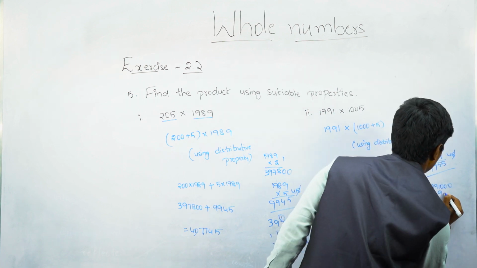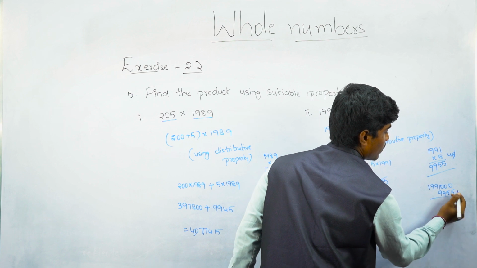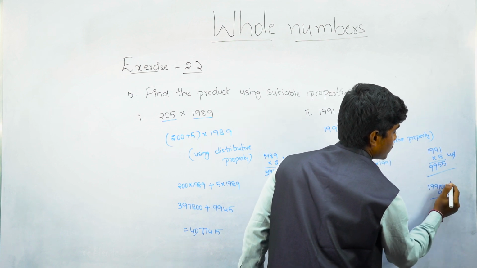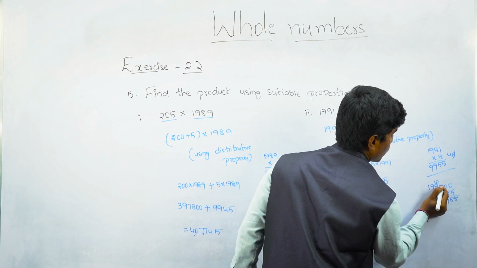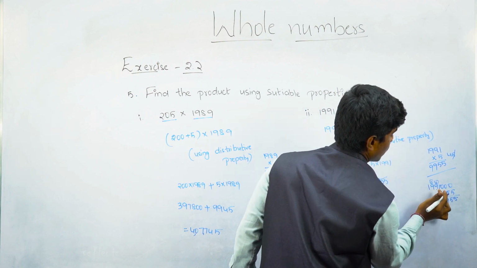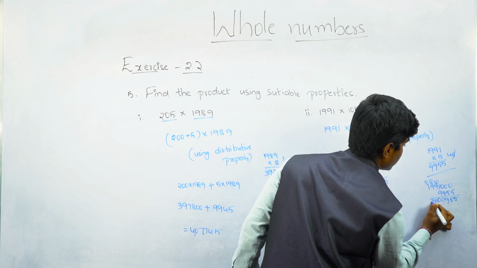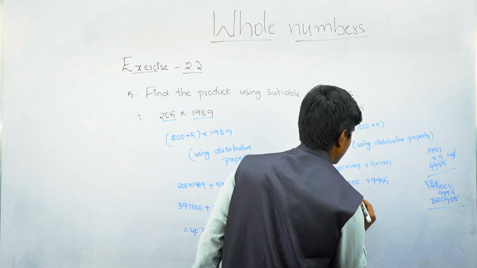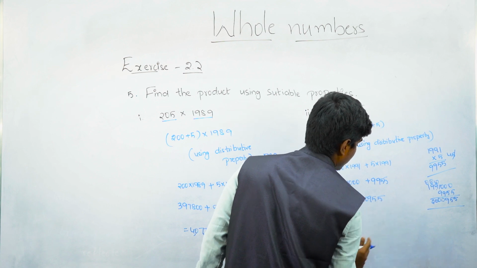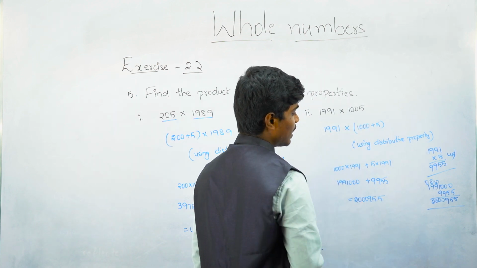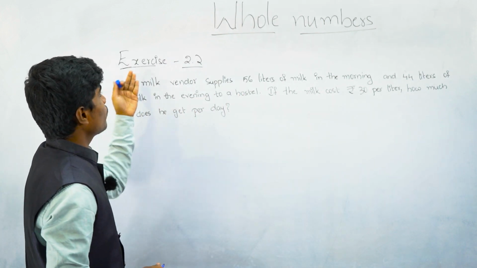1991000 plus 9955. 0 plus 5, 5. 0 plus 5, 5. 0 plus 9, 9. 9 plus 1, 10. 9 plus 1, 10. 9 plus 1, 10. The answer is 2,000,955.